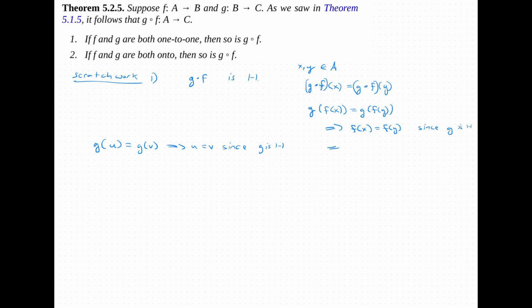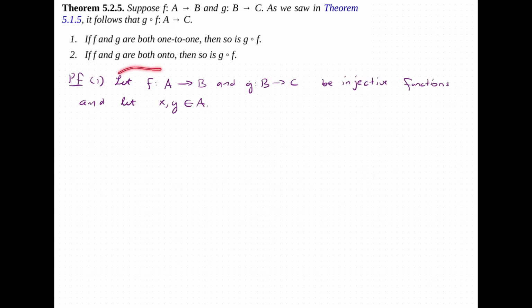And applying the same argument, because by assumption f is one-to-one, that tells us that x is equal to y, since f is one-to-one. And so now that shows that g compose f is one-to-one, because that's what we wanted to prove. And so that's how we go about doing this proof for one-to-one. So let's go ahead and write this precisely. So let's go ahead and prove that first statement.